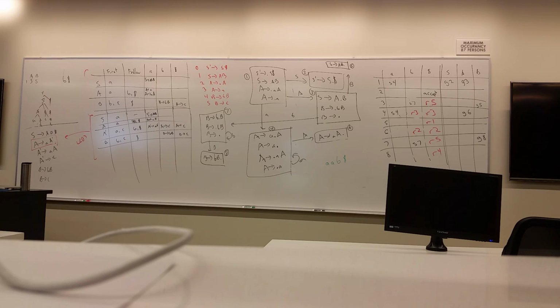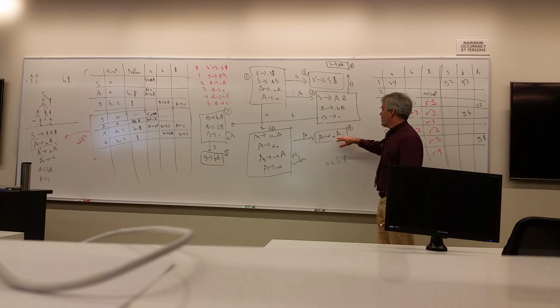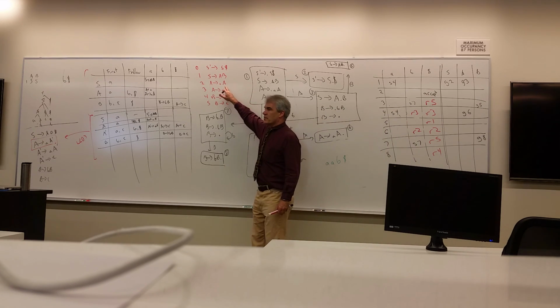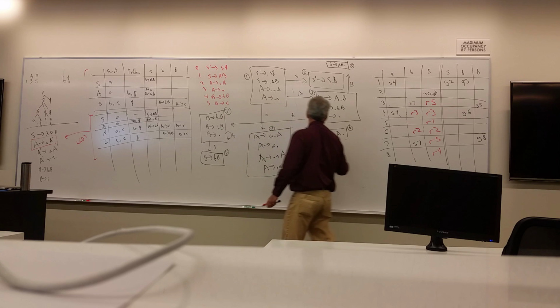Can you explain really quick the R2s for state 6? Sure. So, I've got a dot at the end of the rule, right? Yeah. So I'll do a reduction by this rule. And this is rule 2. So when do I want to reduce by rule 2?